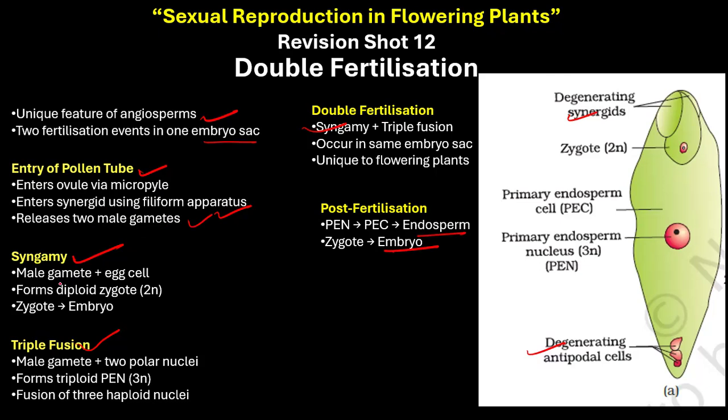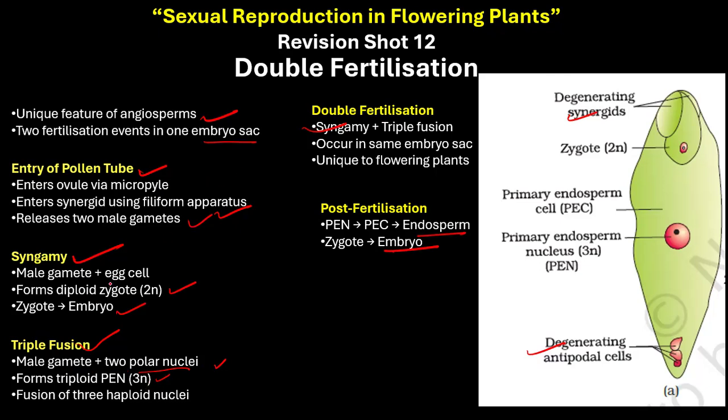Then after that, one of the generative cell nuclei fuses with the egg cell and forms the zygote, 2N, and this process is called syngamy. The zygote then results into the embryo. Then after that, triple fusion happens. One of the male gametes fuses with the two polar nuclei of the central cell and forms PEN, that is primary endosperm nucleus.